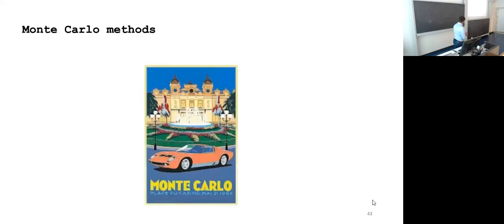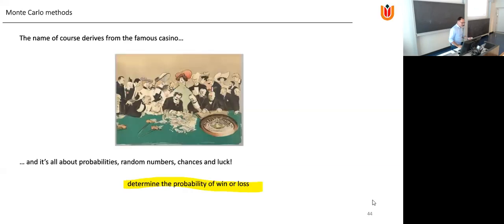Monte Carlo, the name suggests glamorous work, casinos and all, and that is exactly where the name comes from. It derives from the casino, because it's all about probabilities, about randomness, about chance, about luck, about glamorous life, of course. So in a casino, you might want to determine the probability of a win or a loss.